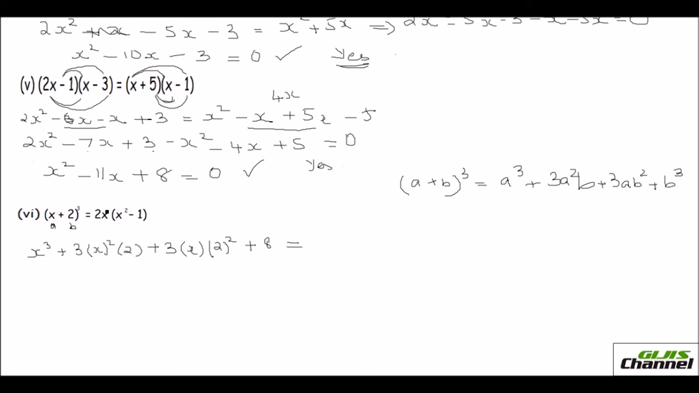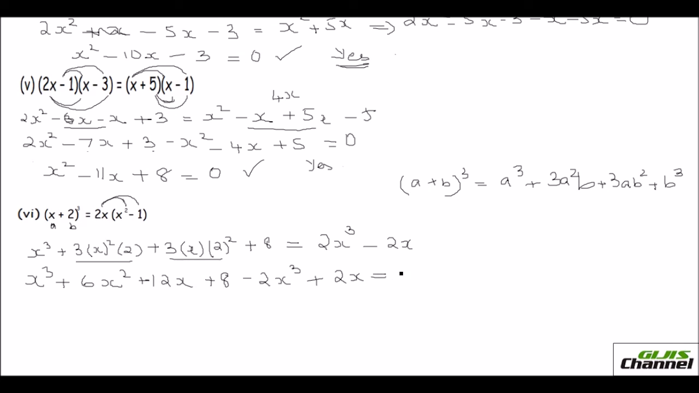And this side I'm going to distribute. This times this is 2x cubed. 2 times this would become minus 2x. Now let me put this in proper way. So this is x cubed. When you multiply this, this becomes plus 6x squared. And here it is plus 12x. Put these together and put these together. Plus 8 you have equals to plus 2x cubed, I'm bringing this side. So that becomes minus 2x cubed. And that minus 2x, when it comes here, it becomes plus 2x equals to 0.